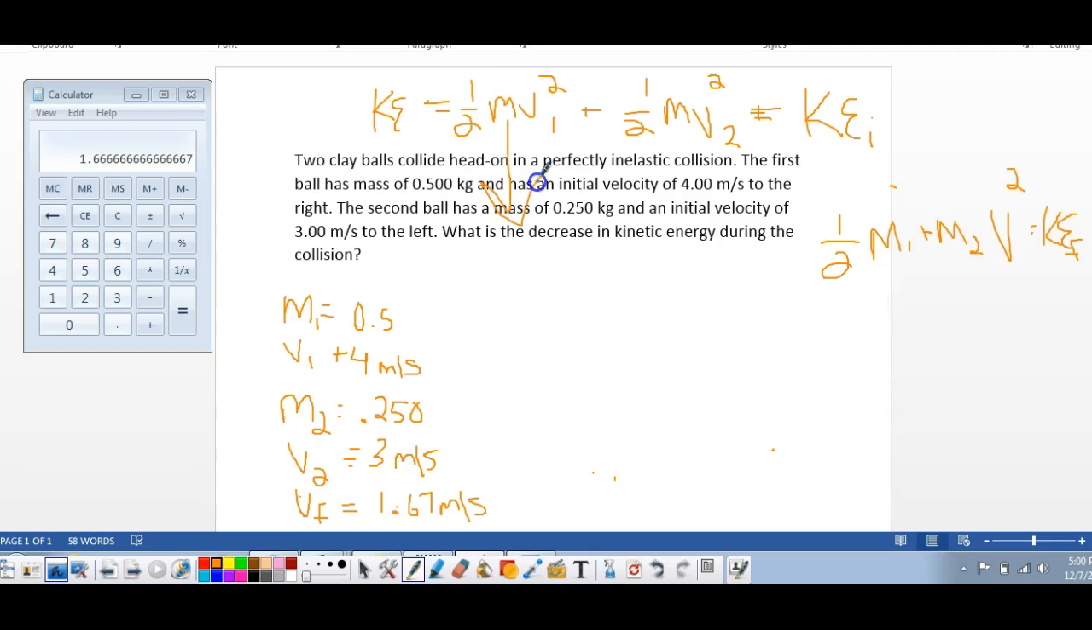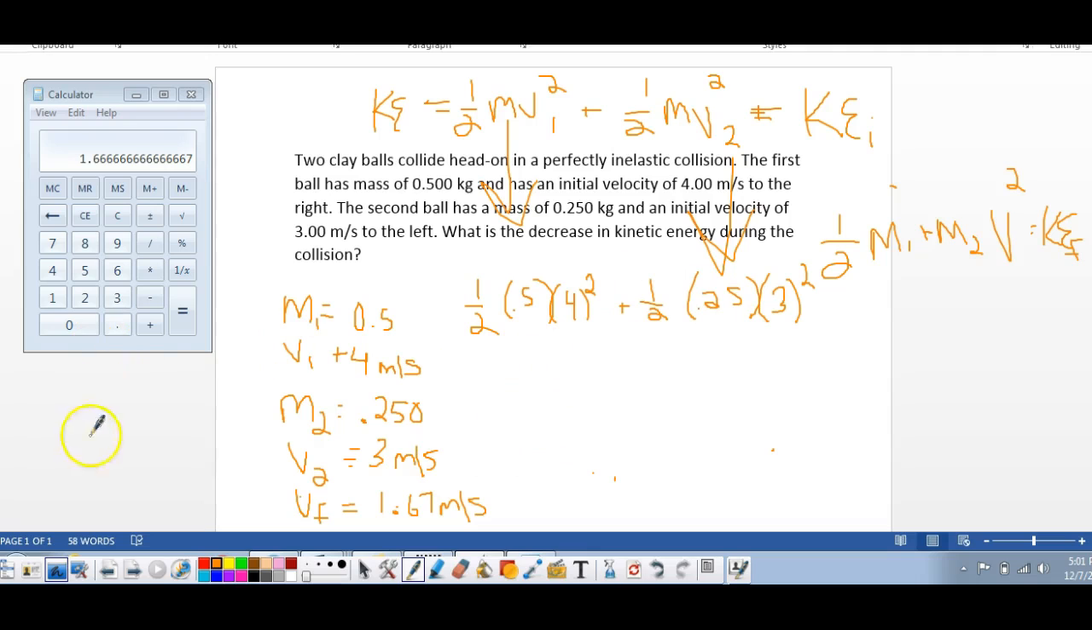So if we bring this all down, do some calculations right down here. We have 1/2, the mass is 0.5, and then the velocity is 4 squared. We're going to add that to 1/2 of 0.25, and then it's going to be 3 squared. Now the negative doesn't matter because it's going to be squared, and it'll all be positive, because in reality the direction doesn't matter for how much kinetic energy there is.